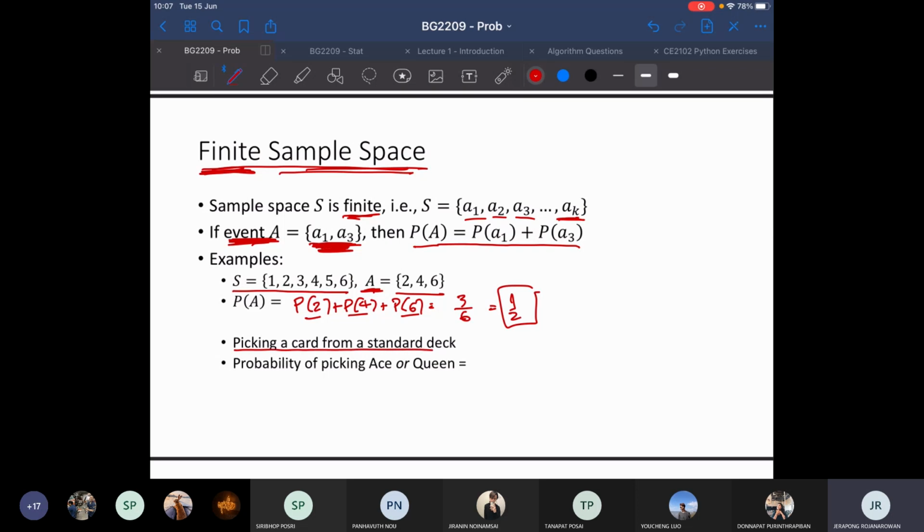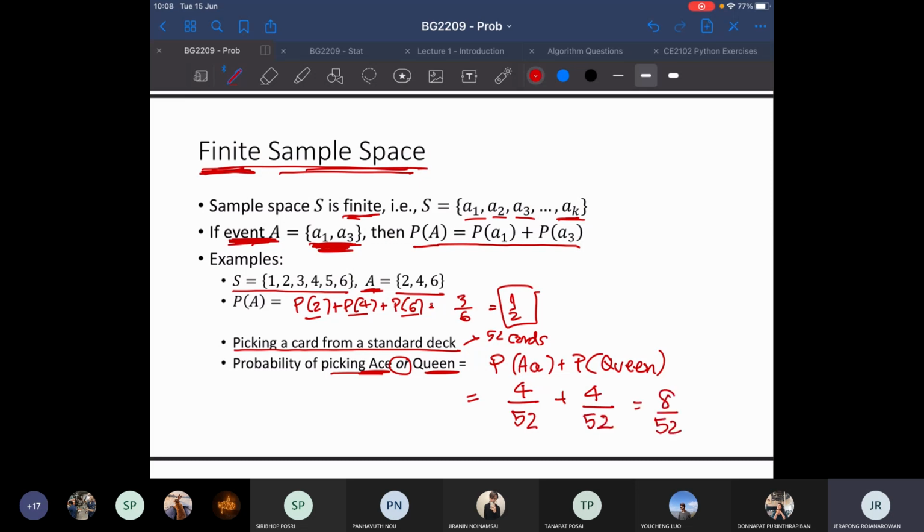Picking a card from the standard deck, what's the probability of picking an ace or a queen? You're gonna have P(ace) plus P(queen), right? How many aces do you have? 4 of them, so it's gonna be 4 out of 52, since we have 52 cards here. And then queens, how many queens do we have? Another 4 queens out of 52. So it's going to be 8 out of 52, and then you can make it simpler and compute it.